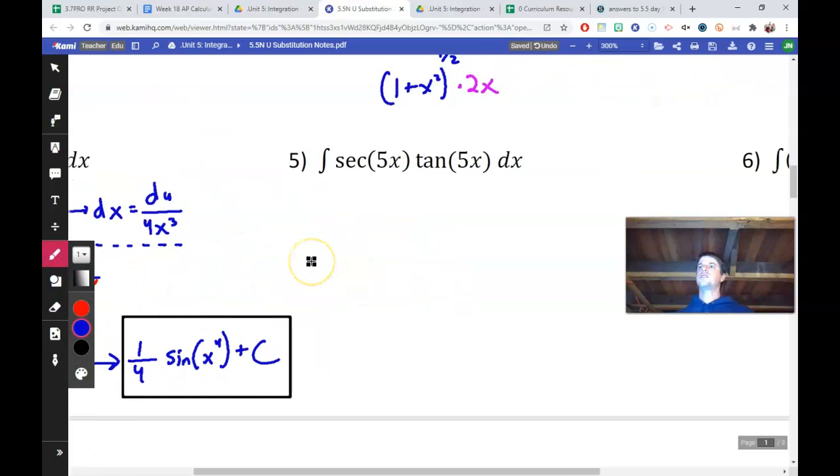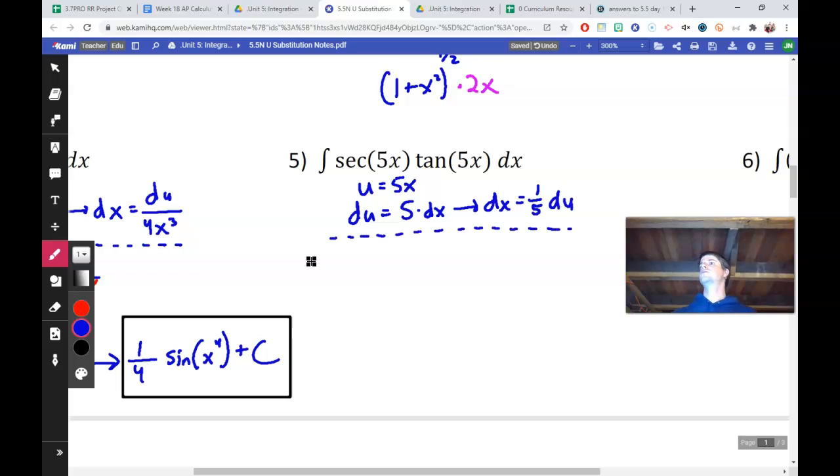All right. For this one, I see the input is 5x. I'm going to make u be 5x. Here, because it's the input both places, I'm going to substitute that out when I go into substituting it. But let's just take the derivative. Derivative of 5x is going to be 5 times dx. So when I solve for dx, I get 1/5 du.